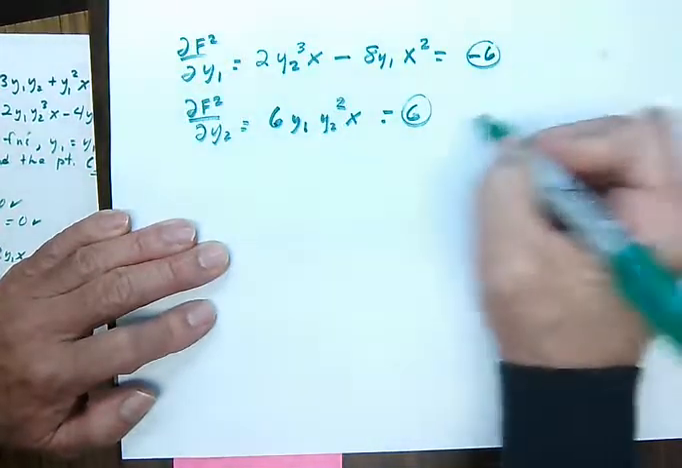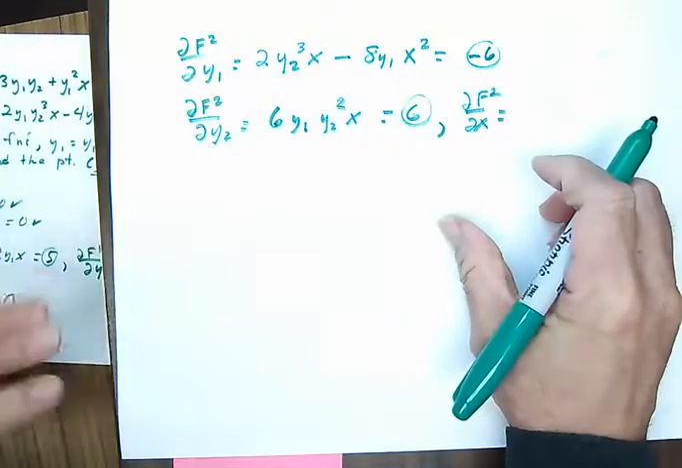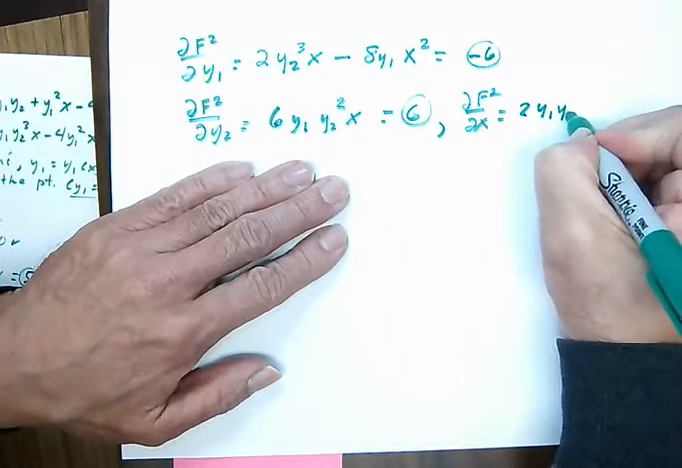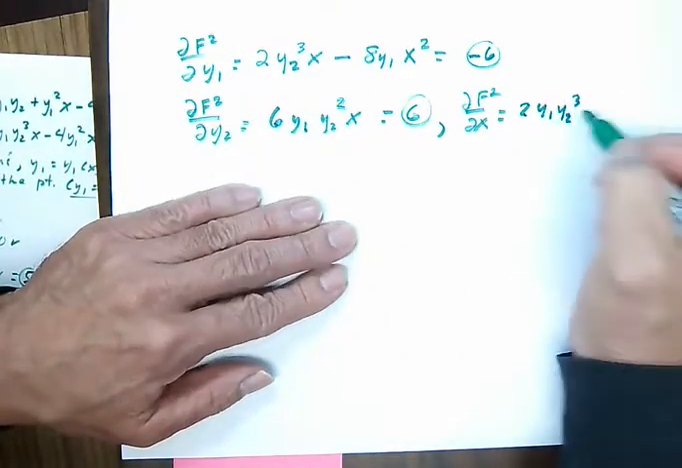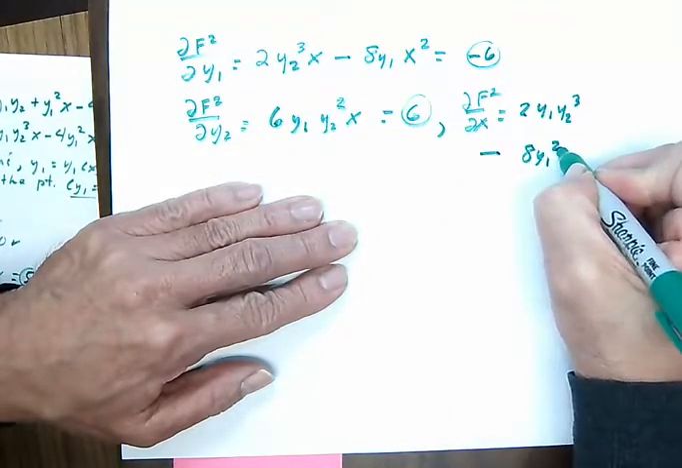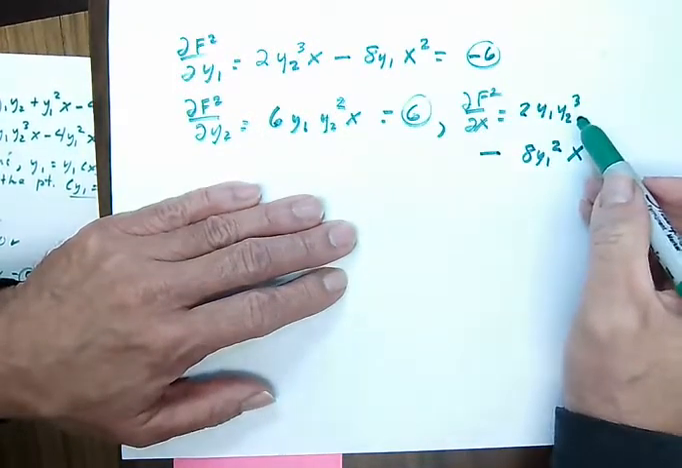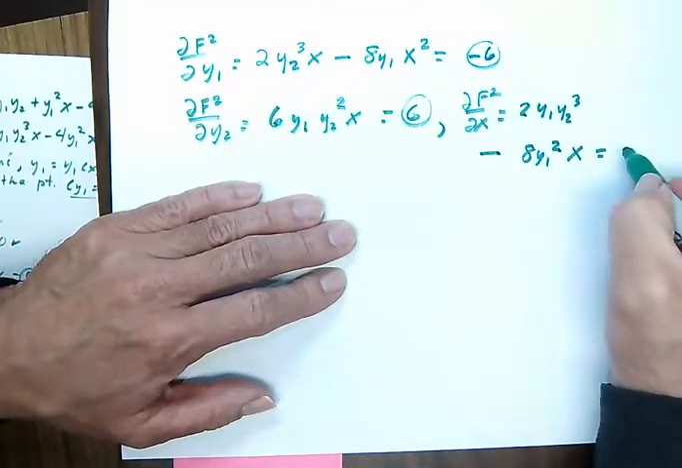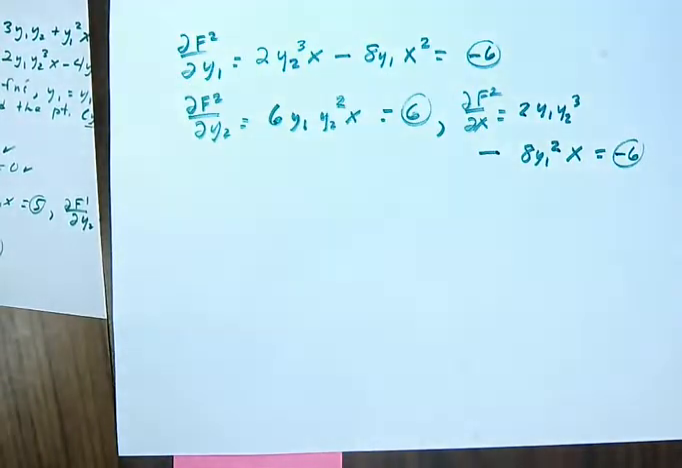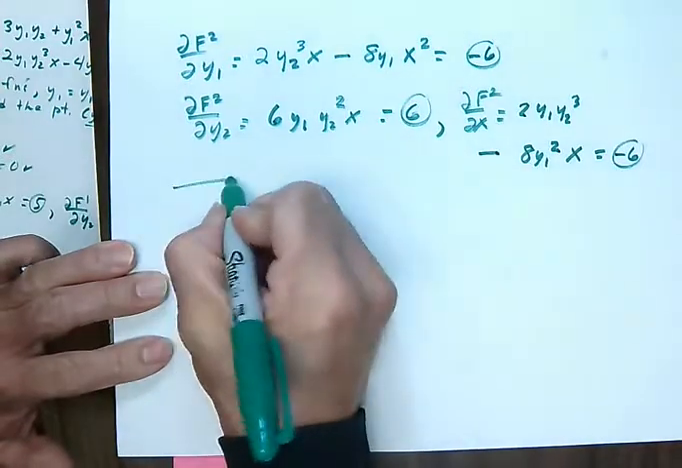Finally, we look at the partial of our second capital F function with respect to x, which comes out to be 2y1 y2 cubed minus 8y1 squared x. Evaluated at our point, y1 equal 1, y2 equal 1, x equal 1, this comes out to 2 minus 8, which is minus 6, again also a defined value. So our second condition of the generalized implicit function theorem is satisfied.